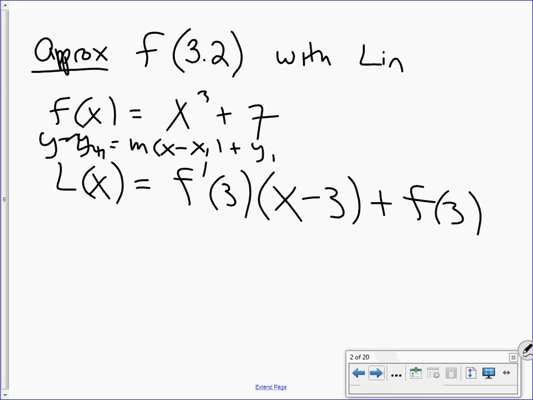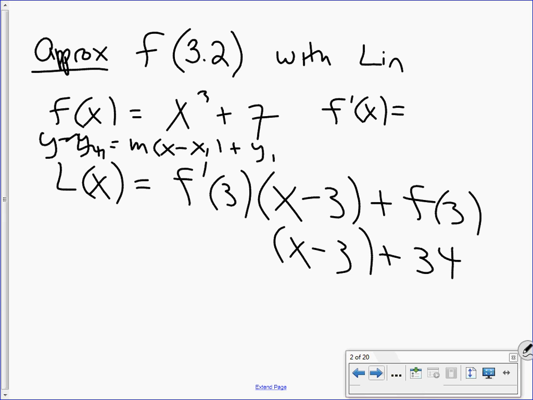Let's get f of 3 first. What is f of 3? 3 cubed plus 7. What is it? 34. Okay? So you need to figure out that. This just stays the same. And then you need to get the derivative at 3. So what's the derivative? 3x squared. Okay, now we need to plug 3 into that to get the slope of the tangent line.